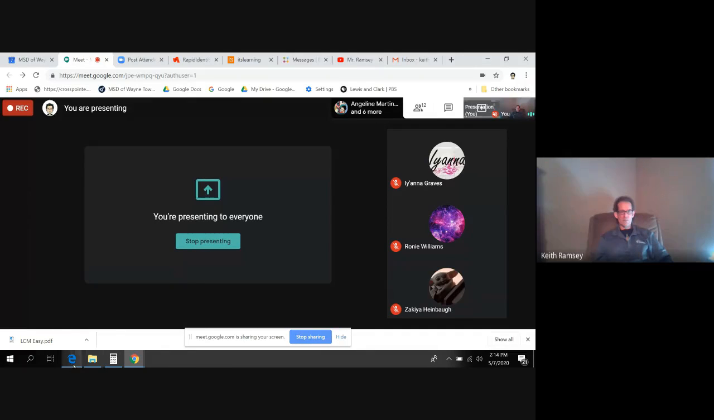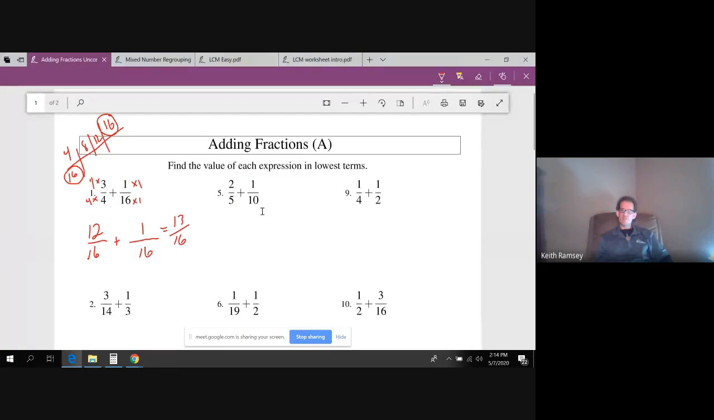So let's go back to our lesson one more time. I'm looking at 5 and 10. So again, I'm looking, what is the least common multiple between 5 and 10? So this is 10 times 1, 5 times 1. 5 times 2 is 10. 10 times 2 is 20. This is your least common multiple. It's also going to be your common denominator.